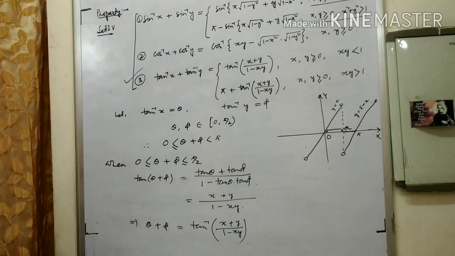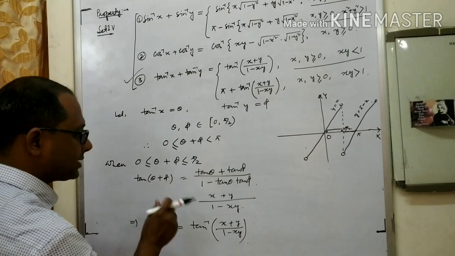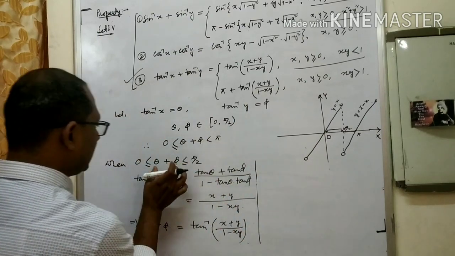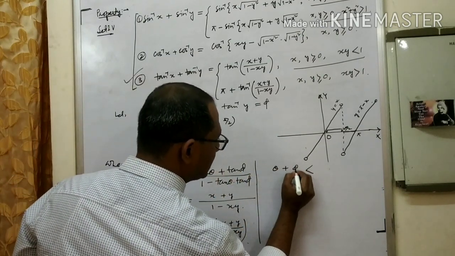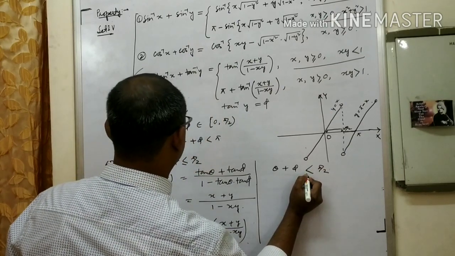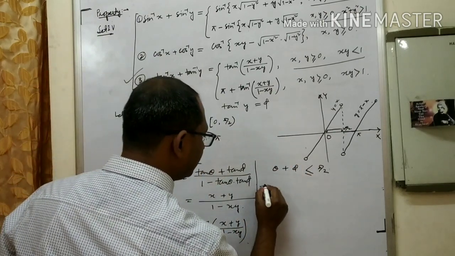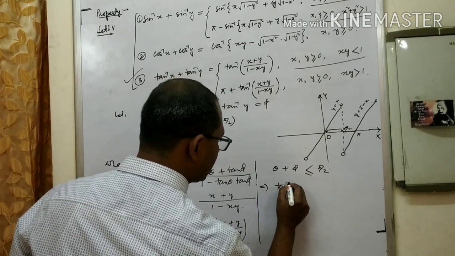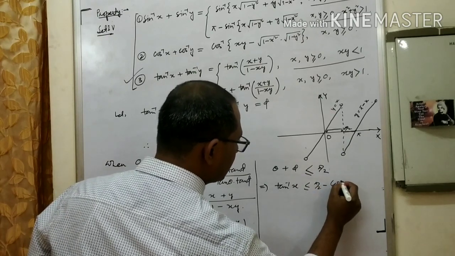But before that, let me talk about the inequality here itself for this case. Here theta plus phi we are taking less than or equal to pi by 2, no problem. So theta will be tan inverse of x less than or equal to pi by 2 minus phi. Phi is cot inverse of y.